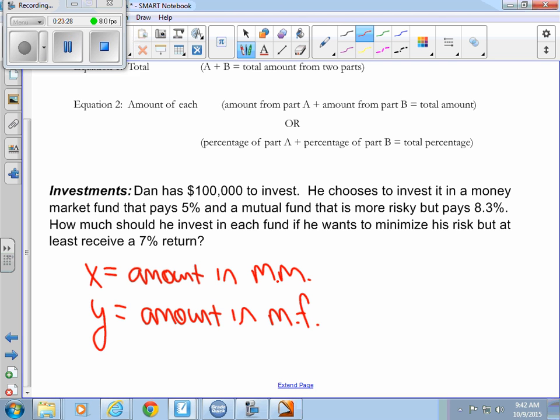Okay, so I have two different quantities here. Probably going to need two different equations to solve this, right? Just like the last one. So, are there any equations that you can see that we can set up?